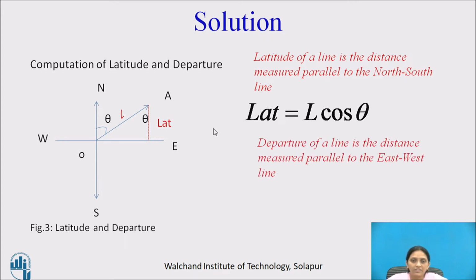Now what is departure? Departure of the line is the distance measured parallel to the east-west line. So this horizontal is the departure. This is the OE line, a horizontal line, which is the departure. And departure is opposite to theta, so the line opposite to theta is L sin theta. So departure is L sin theta. So always latitude is L cos theta and departure is L sin theta.